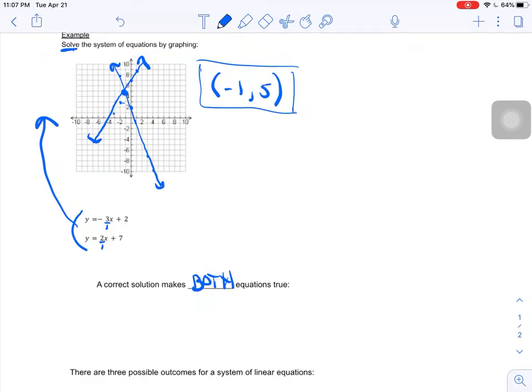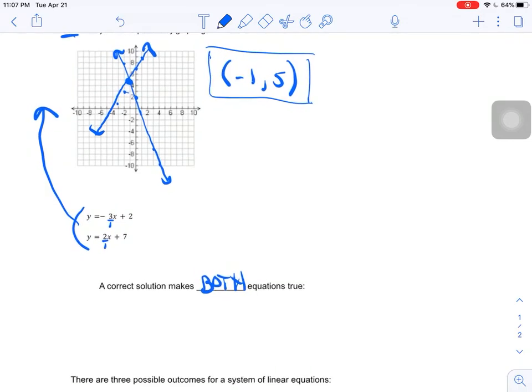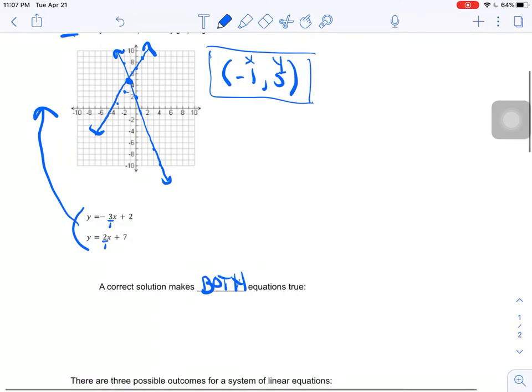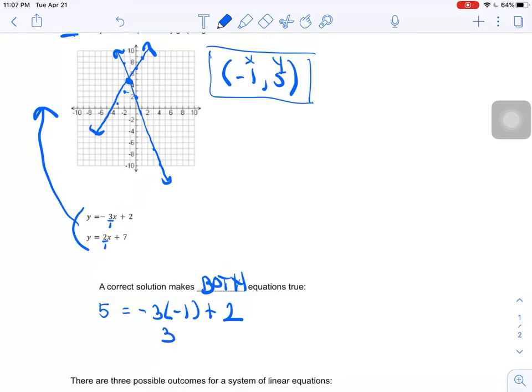So you can actually check your answer by filling it in, and you have to test both equations. If you only test one equation, then you don't know if you're right because it has to make both equations work. And the only way to find out if they both work is to test them both. So we can take our answer, -1, 5, remember this is x and this is y, and drop it into the x and the y in our equation. If we do that, our y equals -3x plus 2 turns into 5 equals -3 times -1 plus 2. We can track that through and see if it works.